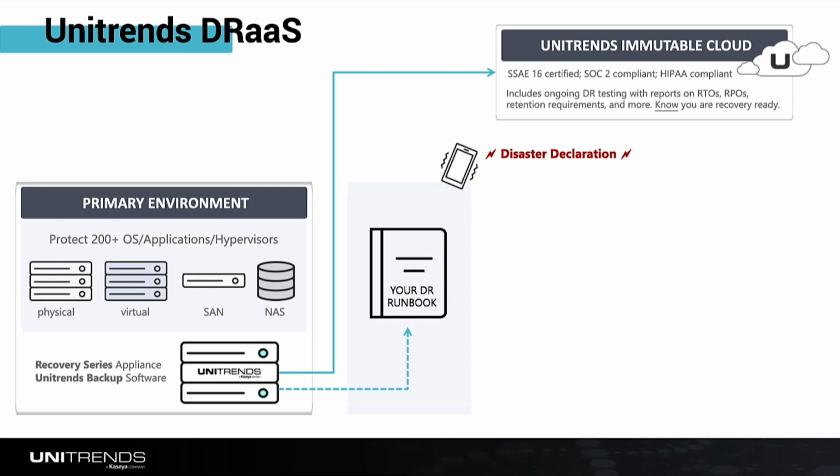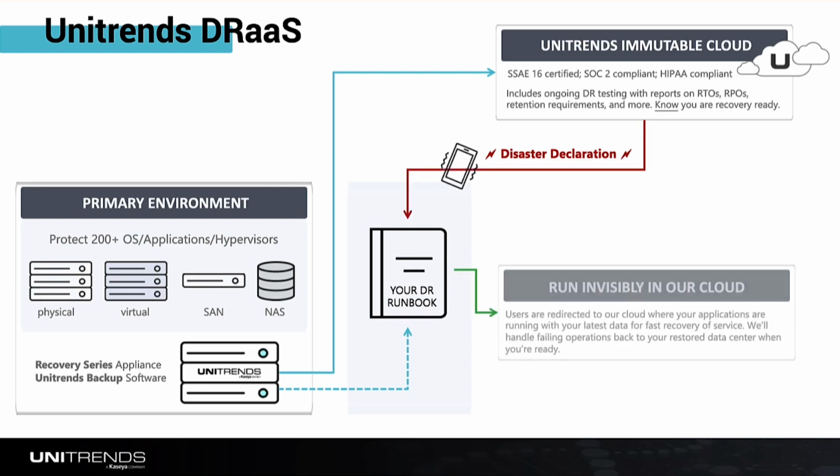So once there's a disaster, you make a phone call to Unitrends, and we go through and execute that DR runbook to spin you up and run invisibly in our cloud. We help you reroute user traffic through an SSL VPN where they can now access the workloads out of our data center, and especially for hybrid environments or where that on-premise environment may exist.